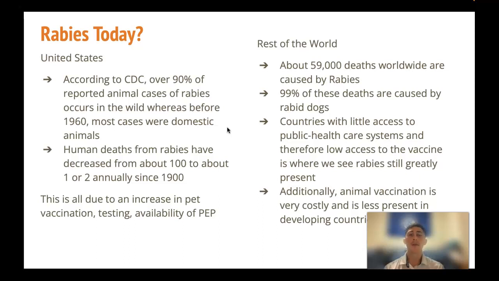However, that's not the case for the rest of the world, especially in developing countries. About 59,000 deaths worldwide are caused by rabies. 99% of these deaths are caused by rabid dogs as well. And these are countries with little access to public healthcare systems and lower access to the rabies vaccine. And you also see it in highly populated areas like India and some African nations who have little access to the rabies vaccine, they live in close quarters to each other, and there are animals around them all the time, and they have less access to vaccines for animals because those vaccines are very costly, and there are few programs in those developing countries that will vaccinate animals, which is why 99% of deaths in the rest of the world are caused by rabid dogs, because there are fewer animal vaccines available.